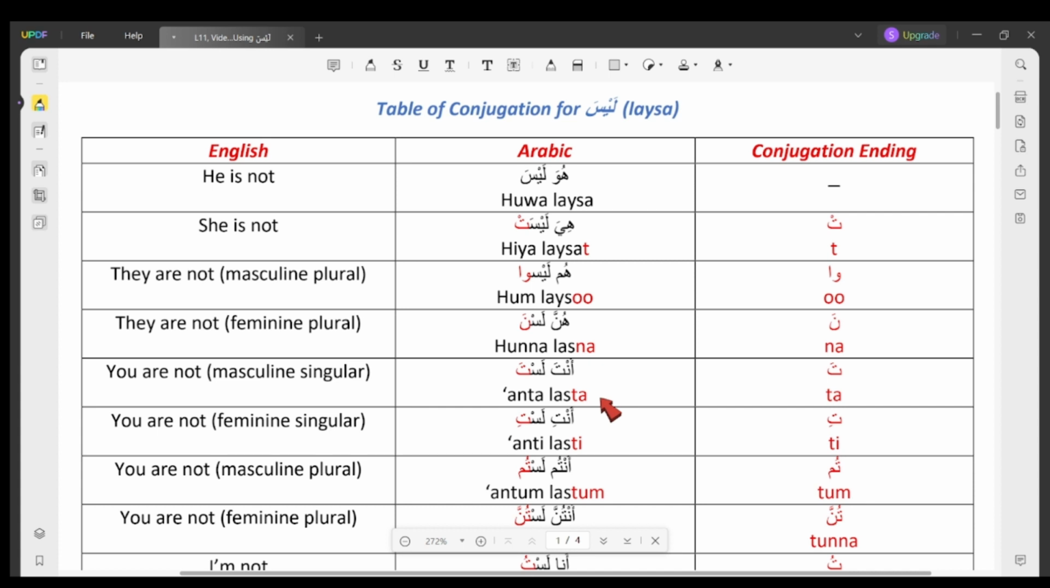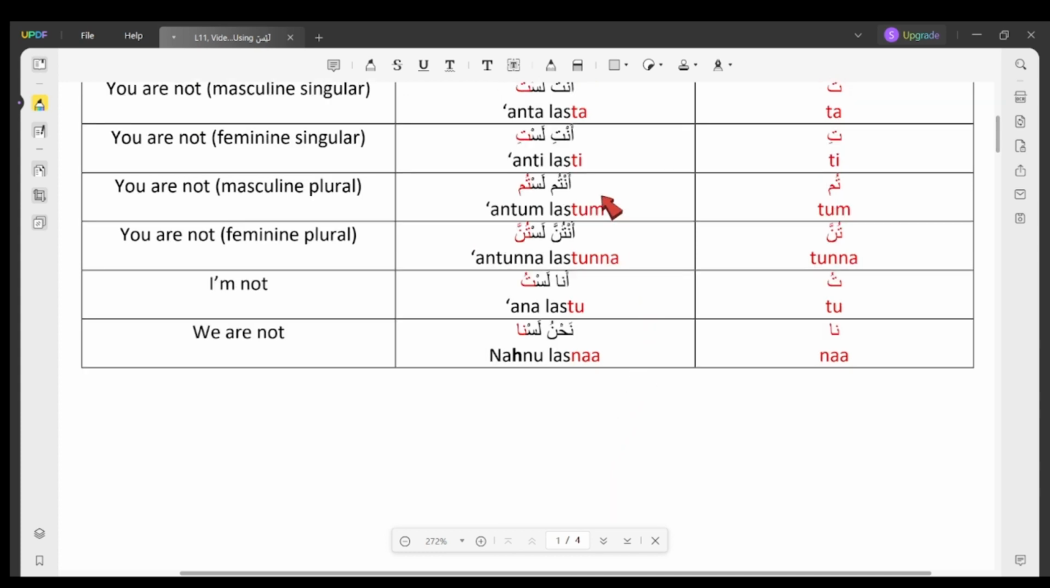You are not. أنت لست. Again, the y in laysa has disappeared. The next one, you are not feminine. أنت لستِ. Next one, you are not masculine plural.